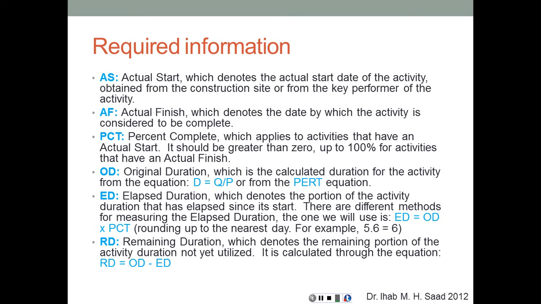Okay, the original duration was, let's say, 10 days. The elapsed duration was 6 days. Therefore, from the original duration, we have 4 days left to complete that activity, and this is going to be what we call the remaining duration, which denotes the remaining portion of the activity duration not yet utilized, and calculated through a very simple equation, which is remaining duration is original minus elapsed.